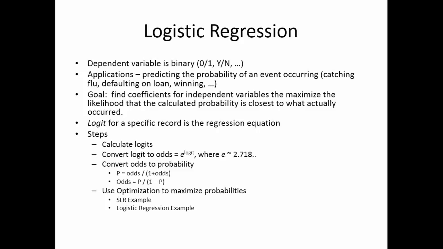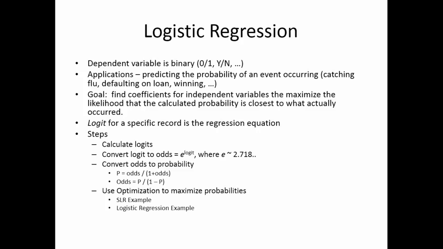After we calculate a logit for each one of these, we convert that to an odds, and we'll talk about odds later. How you calculate an odds is you take e and raise it to the power of whatever this logit equation is, where e is the base of the natural logarithm. After we convert our logit to odds, we ultimately convert our odds to a probability.